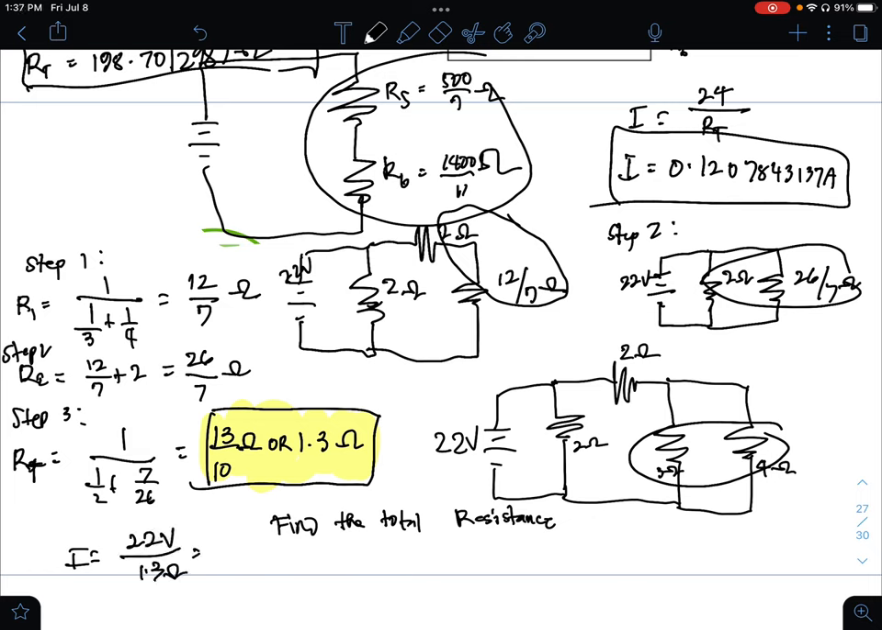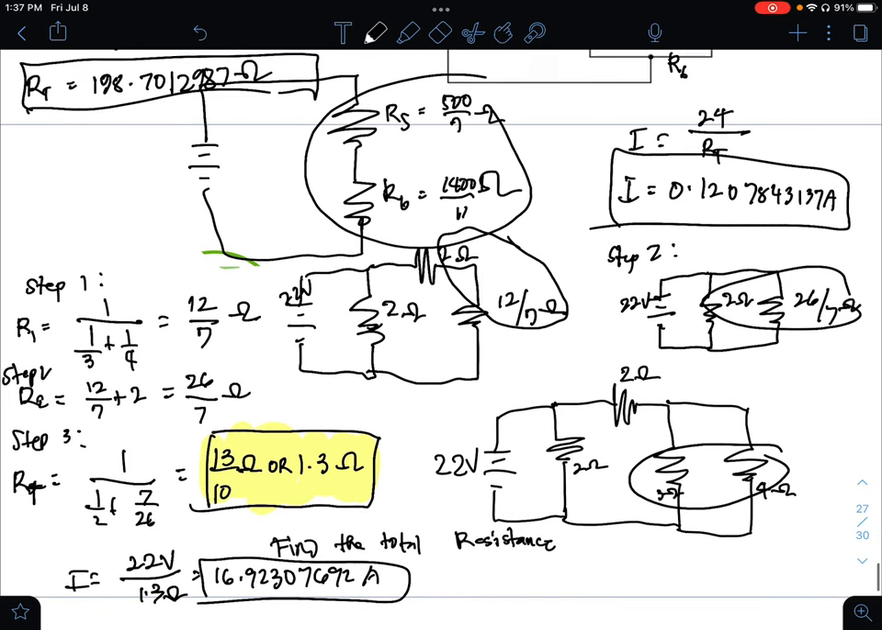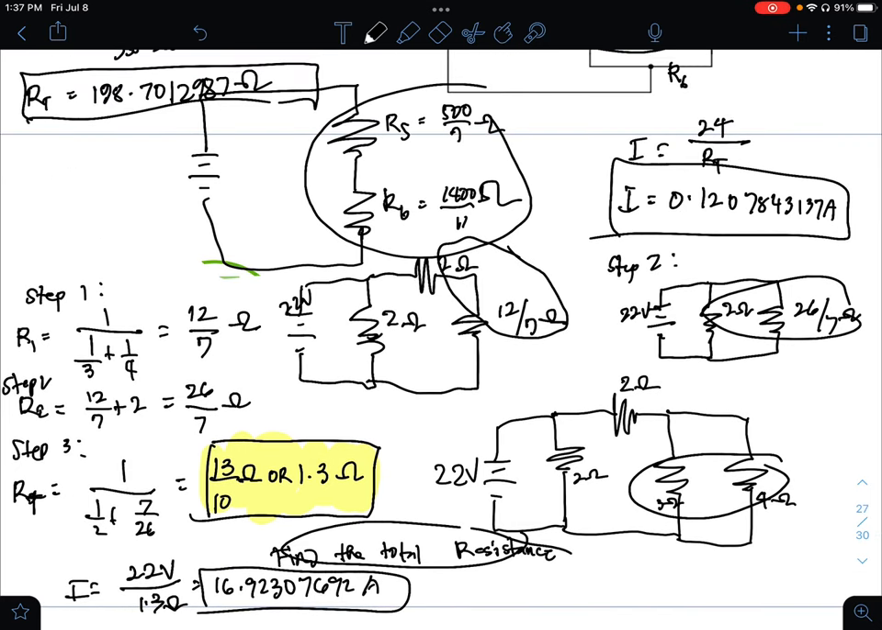Magiging 22 divided by 1.3. So, that is 16.92307692 amperes. And that is our current. But since the question is to only find the total resistance, this is your final answer.